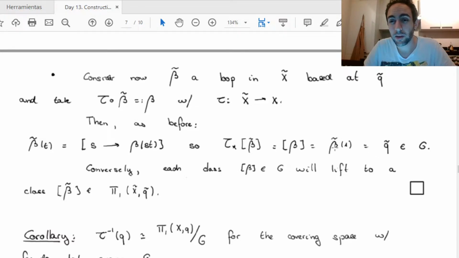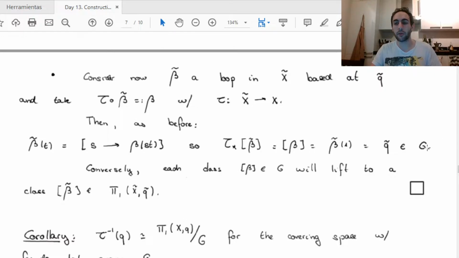But now by definition, what does it mean? So beta tilde 1 ends up in q tilde, which is the base point, but q tilde represents an element in G. So that means that this class lives in G, which is exactly what we wanted to prove. The image of the push forward is always in G.